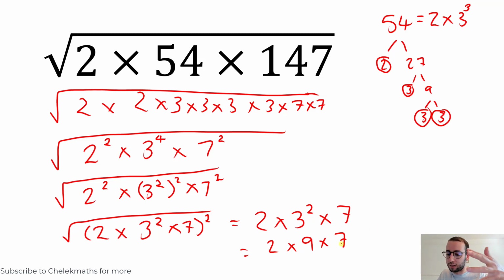I was going to do the 9 times 7 first. 63 times 2 is 126. That would have been crazy hard to do if you just did the multiplication and square rooted it. You'd have to do a lot of estimation basically. But this is a great way of doing that.